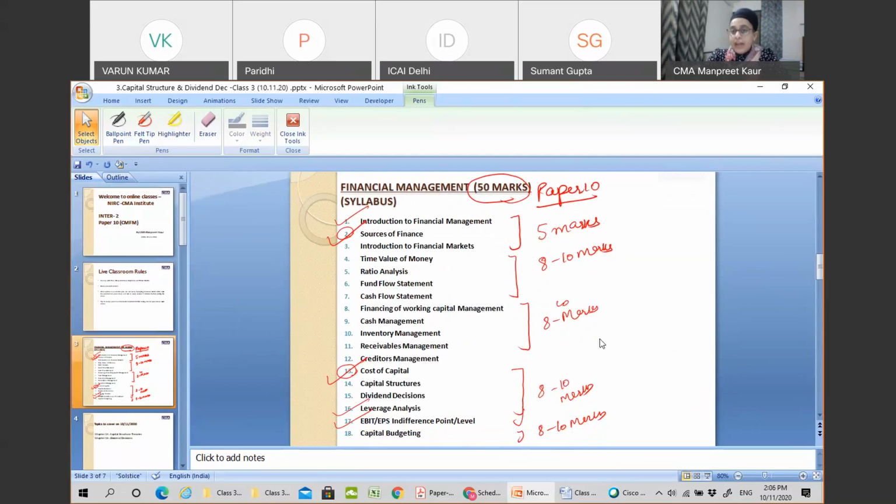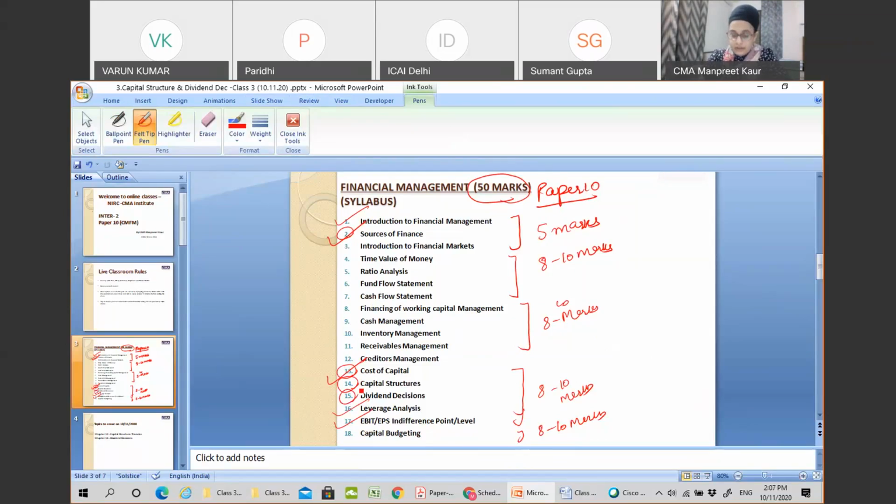As we are doing the financial management, it carries 50 marks. It's paper number 10. So there are 18 chapters that I have bifurcated. Introduction to Financial Management, Sources of Finance, Cost of Capital, Leverage Analysis, EBIT, EPS, Indifference Point Level that we had done. Today we will do capital structures and dividend decisions.